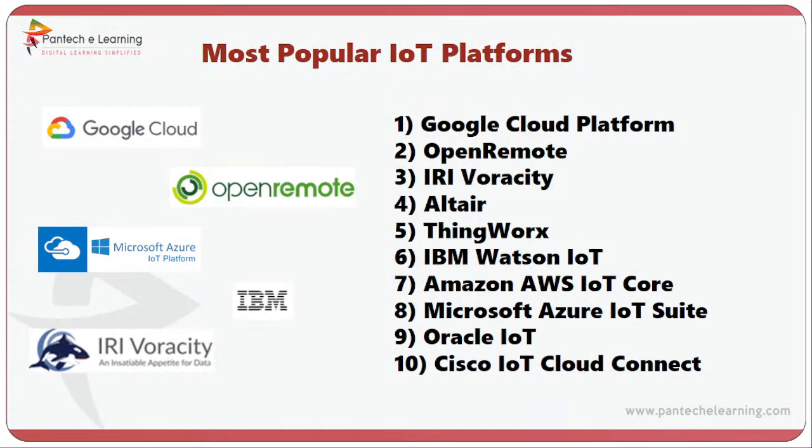And then the most popular IoT platforms that come under this part. We can see Google Cloud Platform, Open Remote, ThingWorx, IBM, which most of you know, and then Amazon AWS, which is paid now, and then Microsoft Azure, Oracle, and Cisco IoT Cloud Connect. So all these things use IoT platforms.